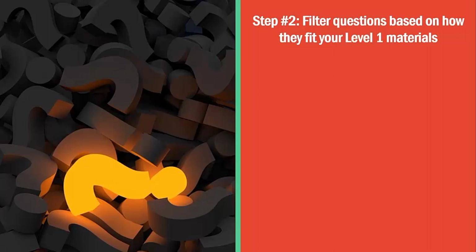Step number 2, filter questions based on how they fit your level 1 materials. At this point, you should also have your 3-layer content system set up. The first layer is a blog post that informs the reader regarding the problems that they have and the range of solutions, as well as a common sense guide on what to do and what not to do.